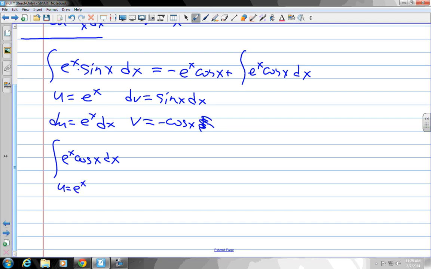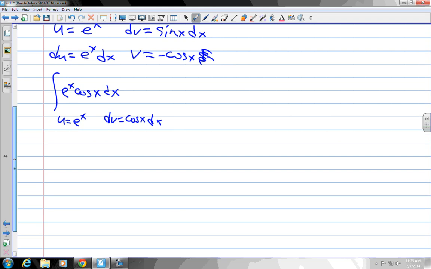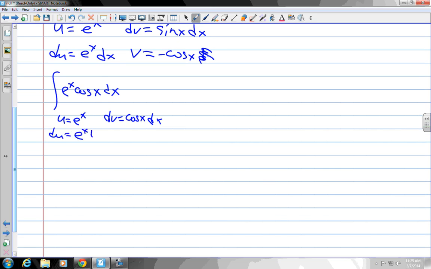and I do it the same way, u is e to the x, and dv is cosine x dx, then du is e to the x dx, and v is sine x. Right? Integrating cosine, you get your sine. So if I put it all together here, uv is e to the x sine x minus v du, e to the x sine x dx.